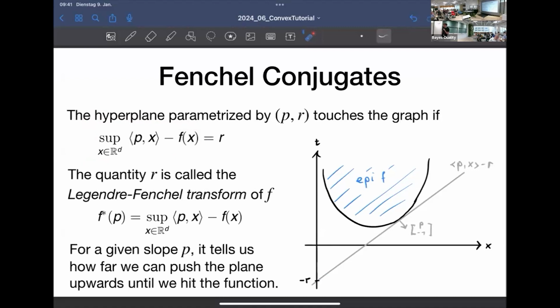Sorry? No, x is here, it searches over all x. So this is like a global lower bound for all x. And it can touch at one point, or if it's linear, then there can also be multiple points.